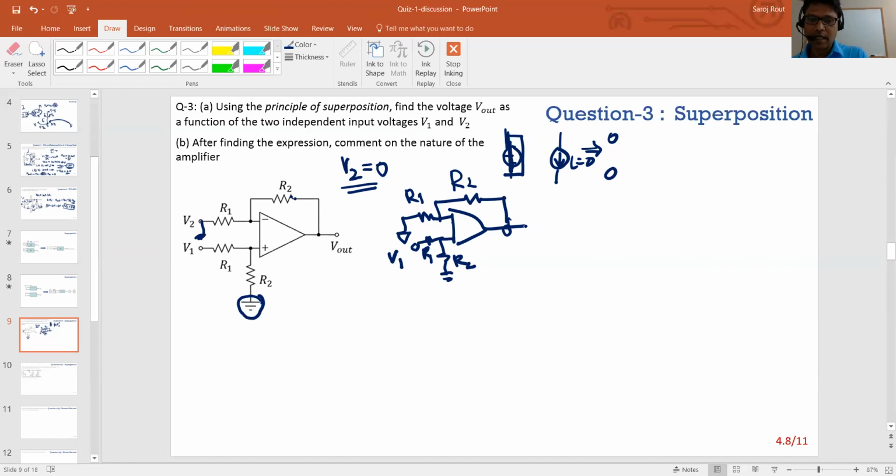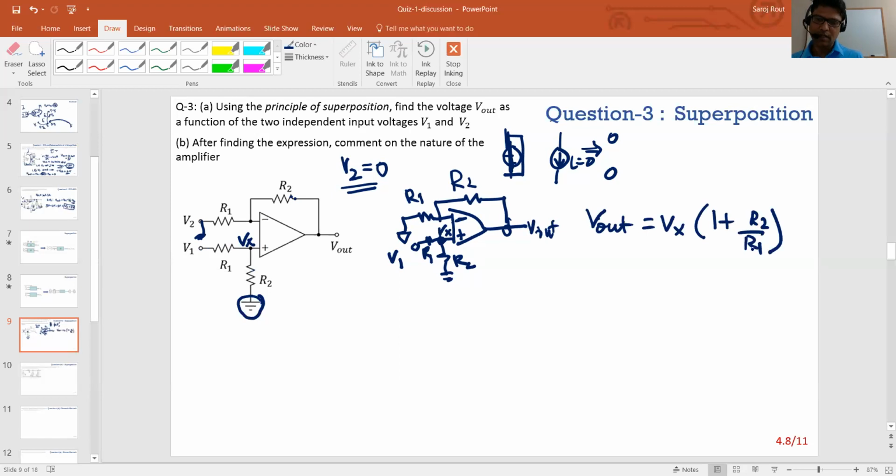Now, again, you can use node equations and solve it, but since you're familiar with op-amp circuits, I'll use a standard op-amp circuit result here. If you look at this one, this is actually a non-inverting configuration, but the voltage is not directly at the positive terminal. So let's say the voltage here is some Vx. So this node voltage, I'm going to call it Vx. I know the transfer function Vout over Vx, so Vout is nothing but Vx times 1 plus R2 over R1.